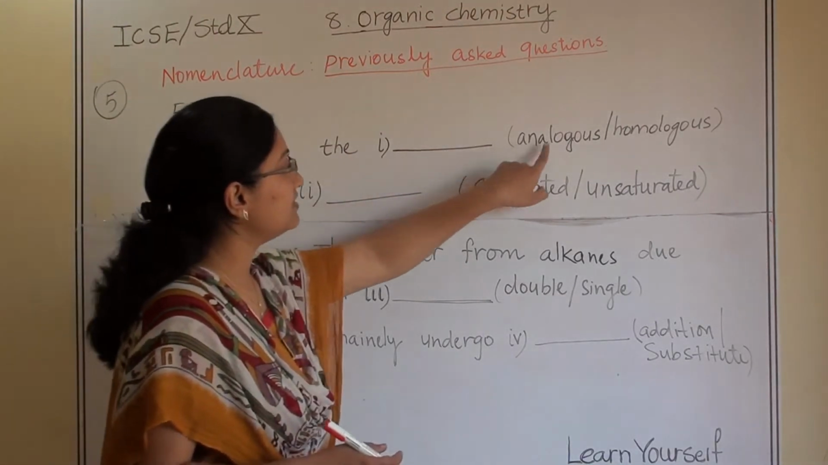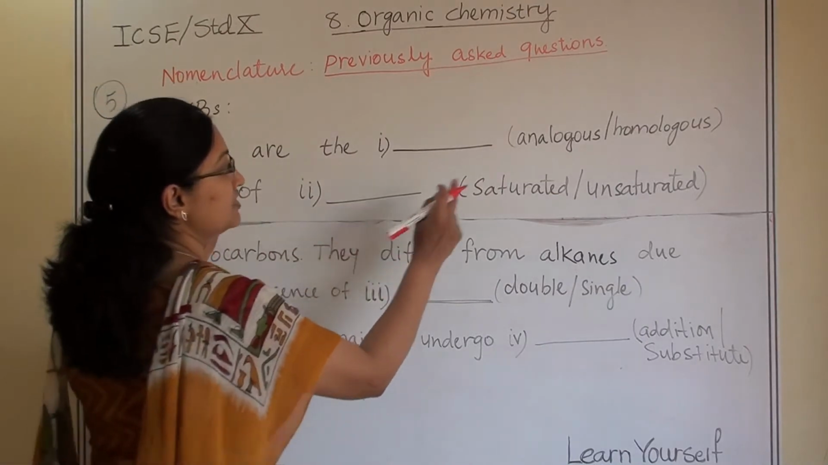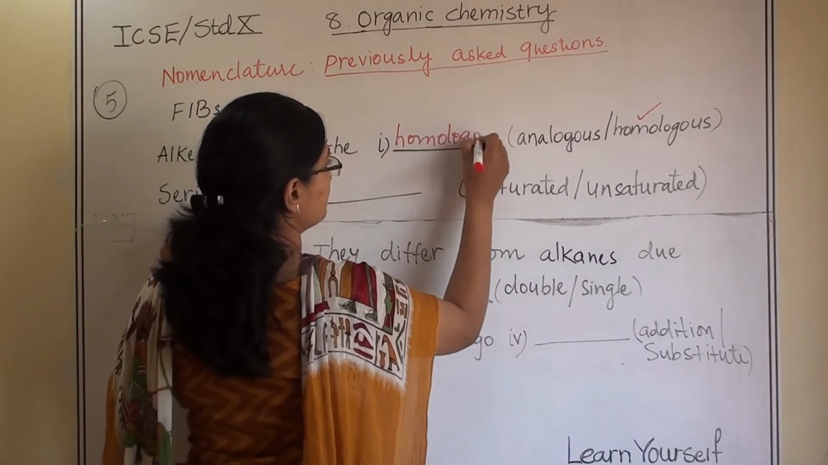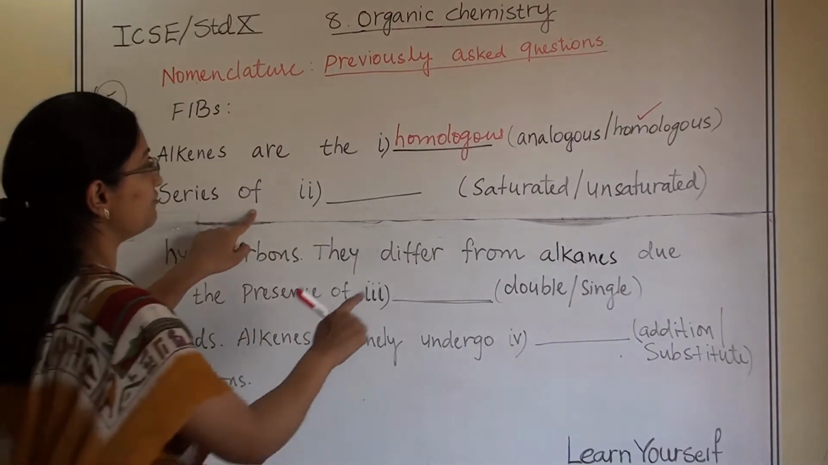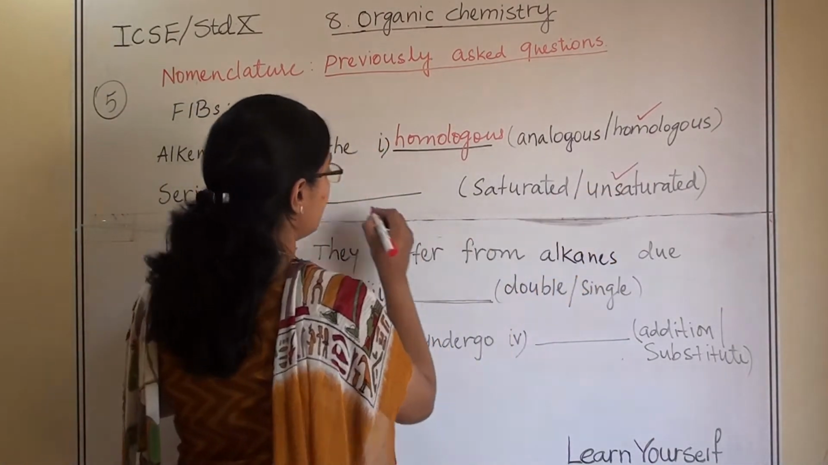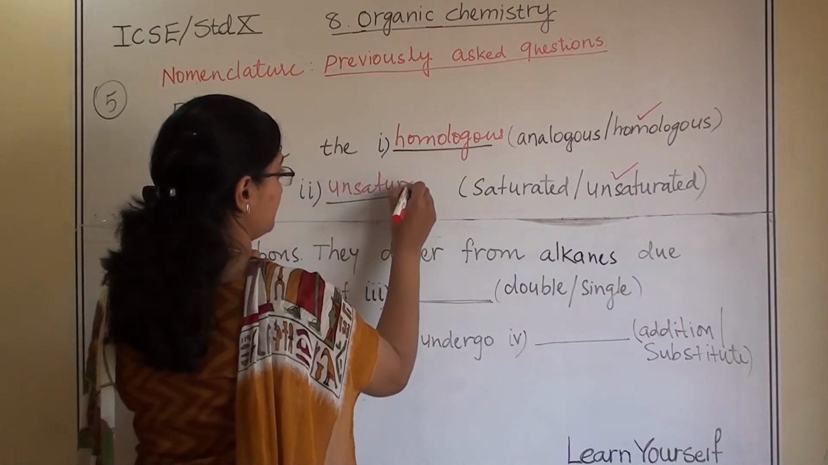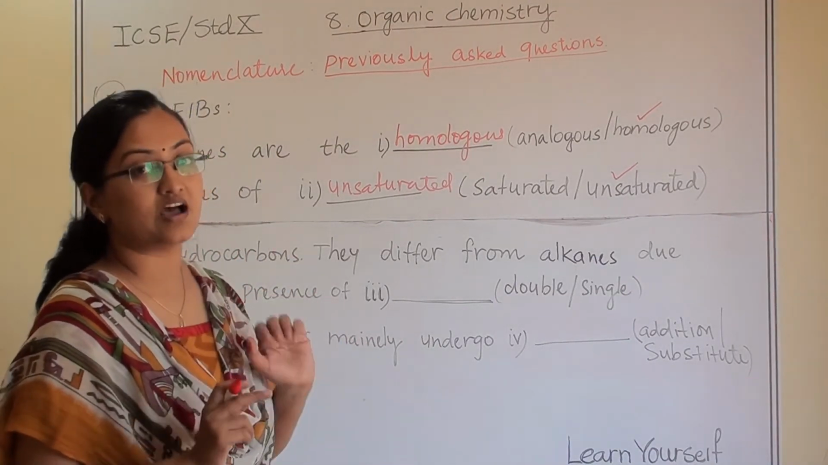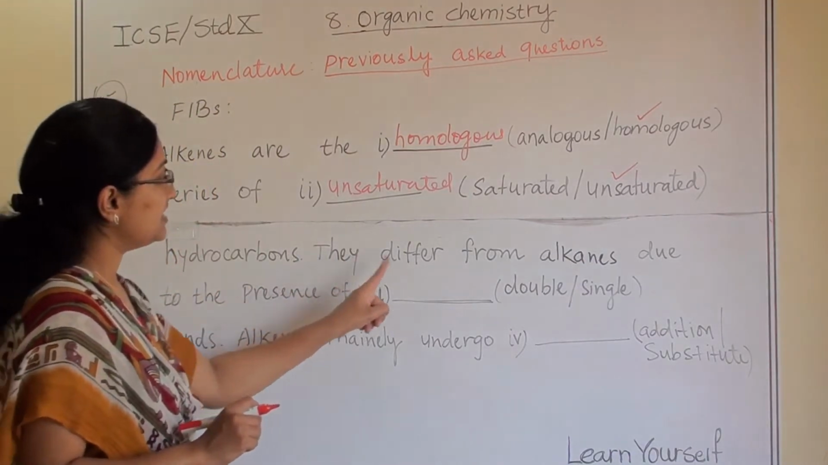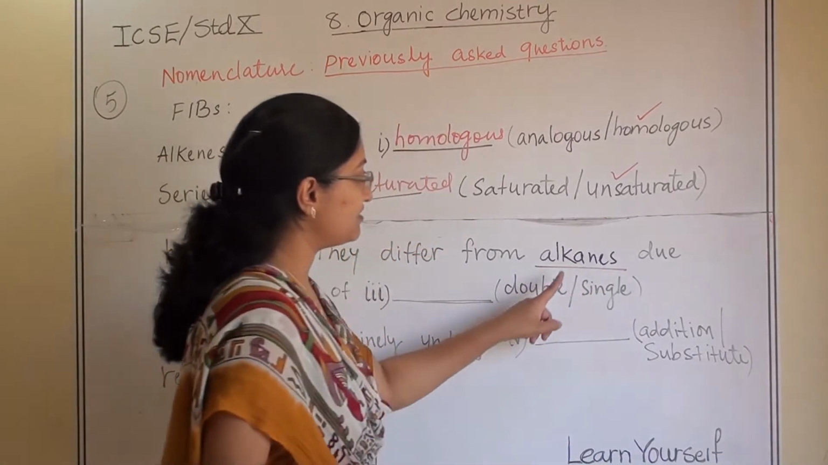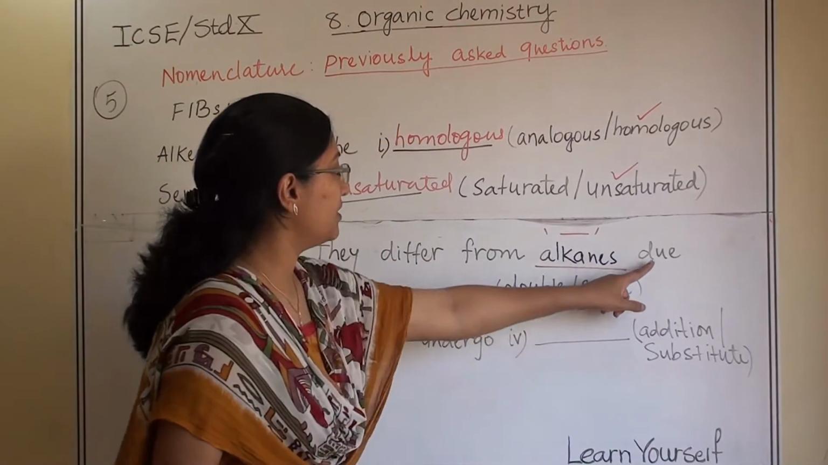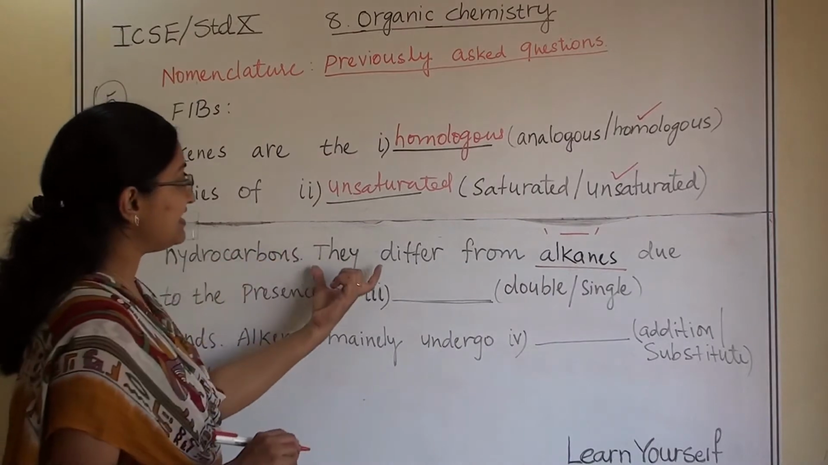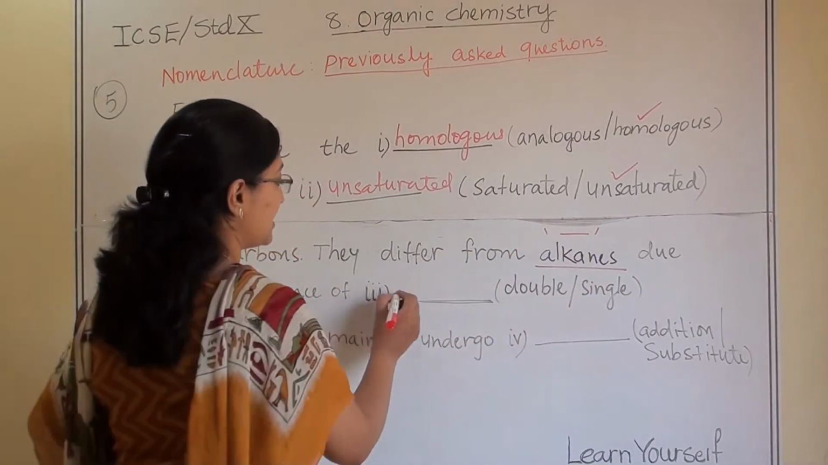Alkenes are the analogous or homologous series of, so it is going to be homologous. It is a homologous series of saturated or unsaturated? They are unsaturated. Alkenes and alkynes are unsaturated, whereas alkanes are saturated hydrocarbons. They differ from alkanes. Here they have given alkanes. Alkanes are single bonded compounds. Due to the presence of which, double or single, they have asked how alkenes differ from alkanes. So you have to write double bond.